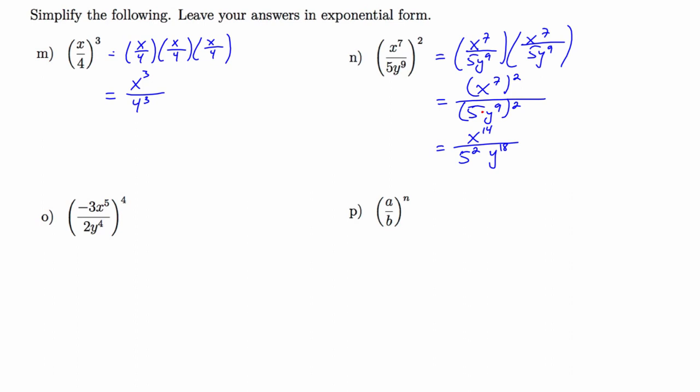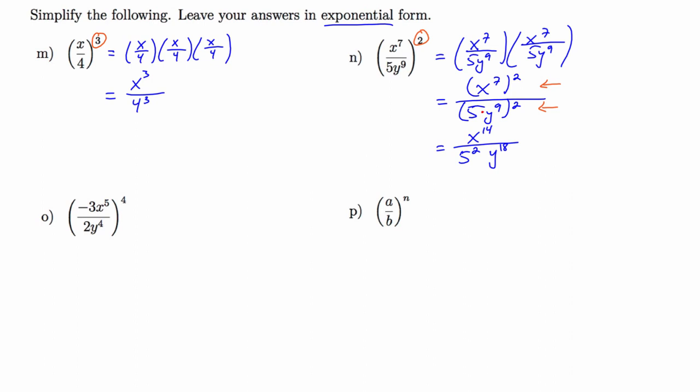So our final answer here, because it tells us to leave it in exponential form, is x to the 14th over 5 squared y to the 18th. What we're looking for in these two examples is a common pattern, and what we've seen in both of them is that this outer exponent of 3 from M ended up being applied to the numerator and denominator independently, and same thing in part N. The exponent of 2 on the outside was separately applied to the numerator and the entire denominator. We were able to clean it up or simplify it a bit further in part N, but the same basic rule is happening in both situations, which brings us to part P.